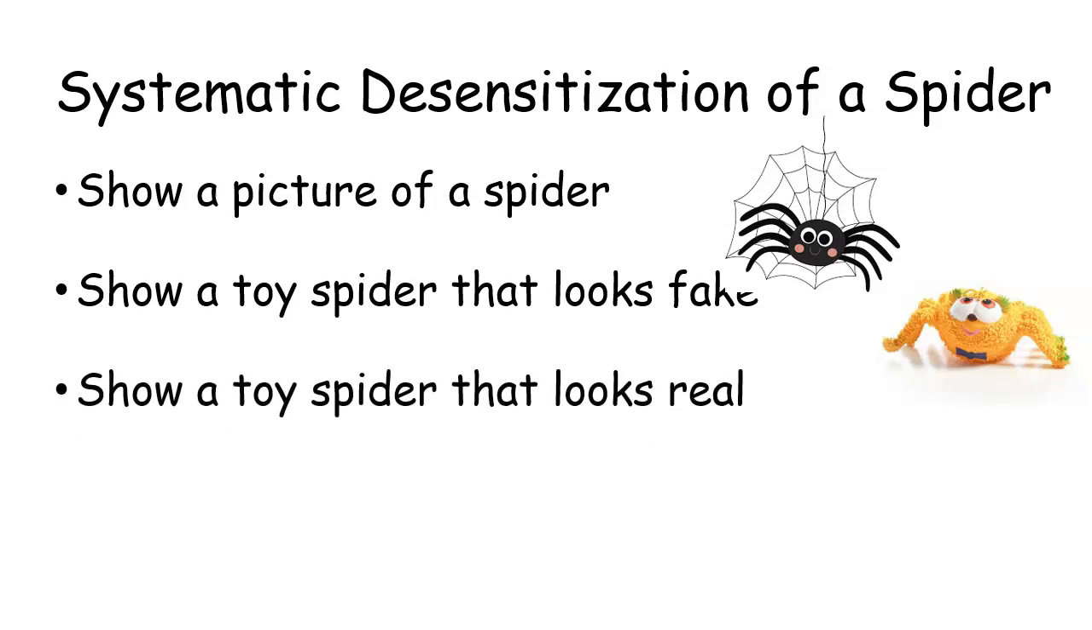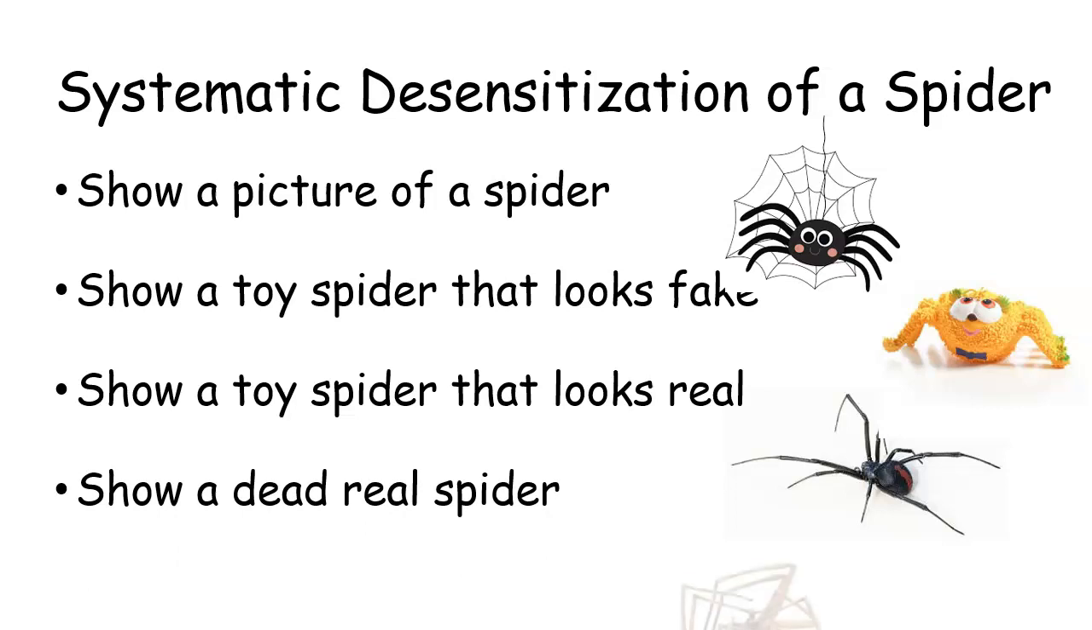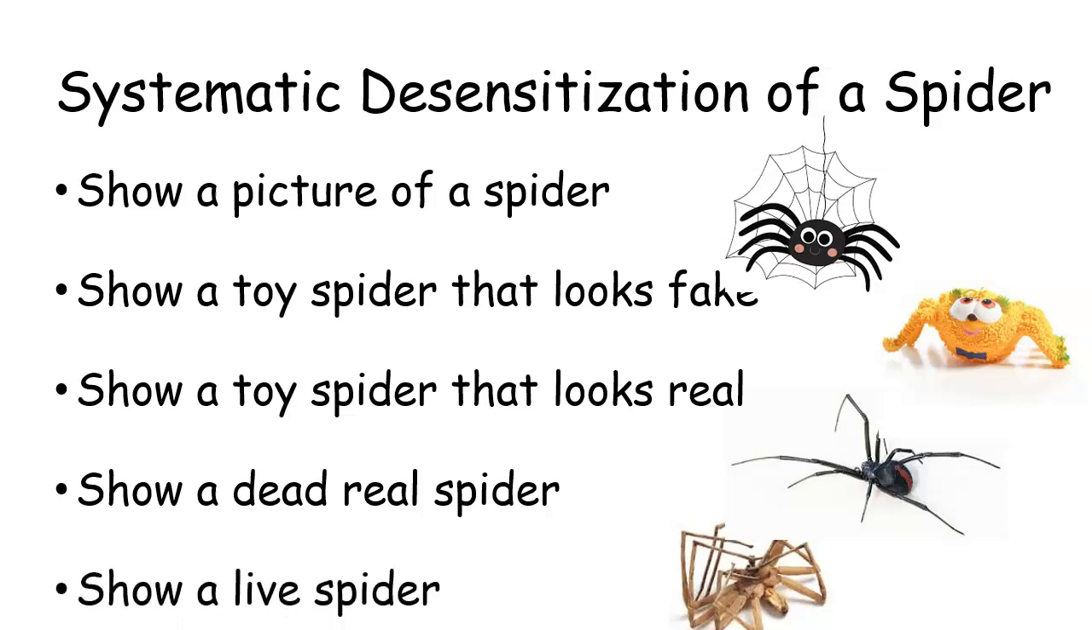Then you would show them a toy spider that looks real. This should produce even more anxiety in the individual. Again, you engage in relaxation tactics until they overcome that fear, their heart rate becomes back to normal. Then you show them a dead real spider. Again, this would cause an increase in anxiety and heart rate. Once again, you employ relaxation tactics. And then finally, you bring them in a real live spider, the thing which they would be most fearful of.